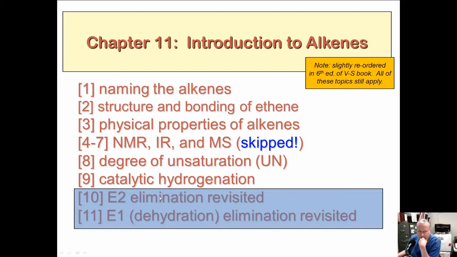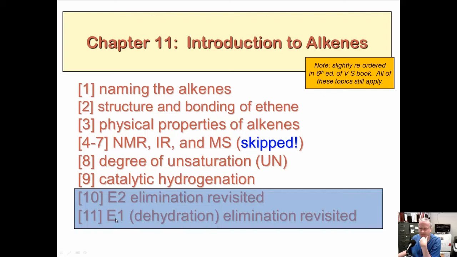E2 elimination now. So what's that E2 elimination? It was making alkenes. Remember that? How we made alkenes in chapter 7? But now we know more about alkenes and alkene stability, so we have to revise our discussion of E2. And we'll also have to revise our discussion of E1 a bit.